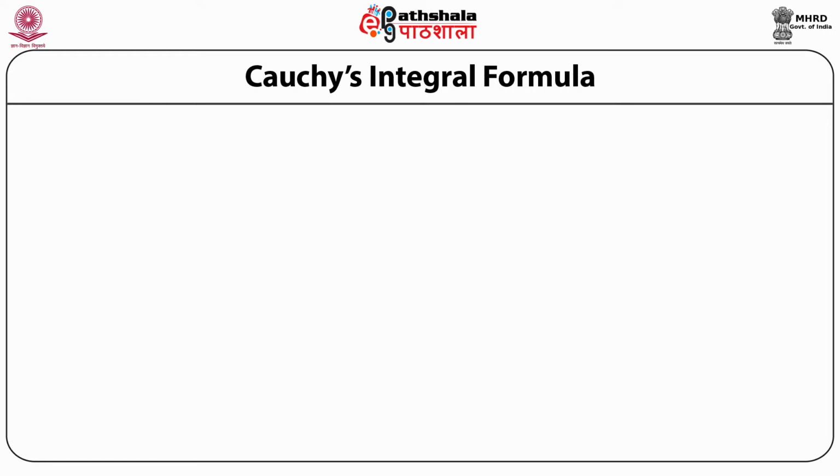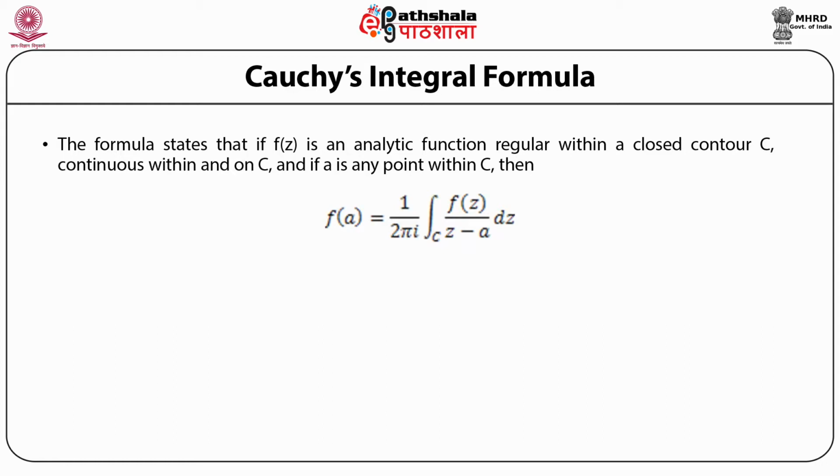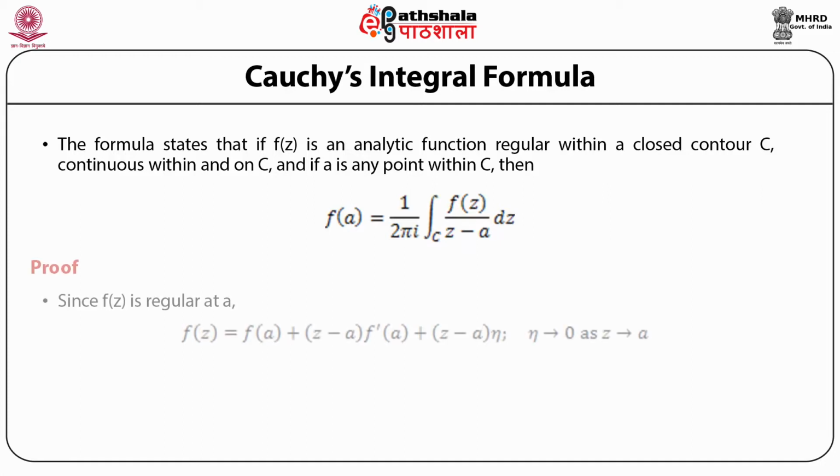Now we next discuss Cauchy's integral formula, which states that if f(z) is an analytic function regular within a closed contour C, continuous within and on C, and if a is any point within C, then f(a) equals 1 divided by 2πi times the integral along C of f(z)/(z − a) dz.